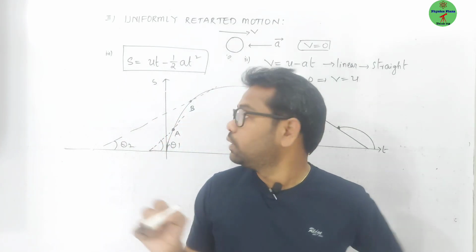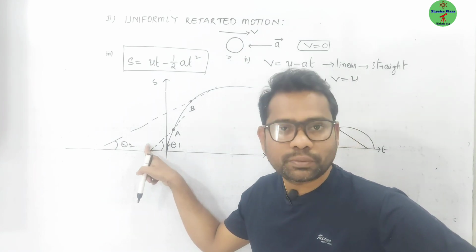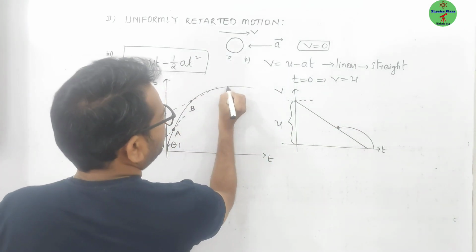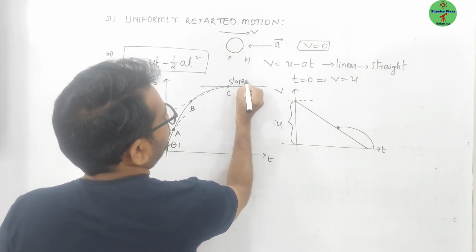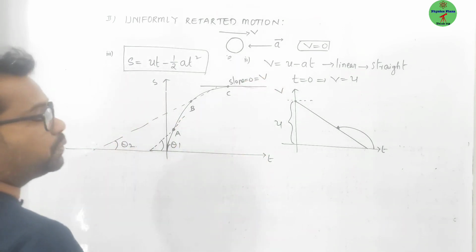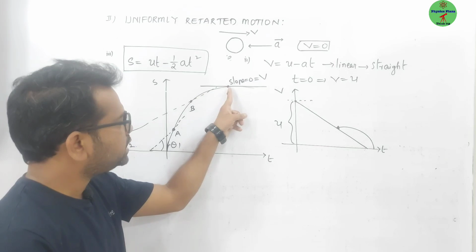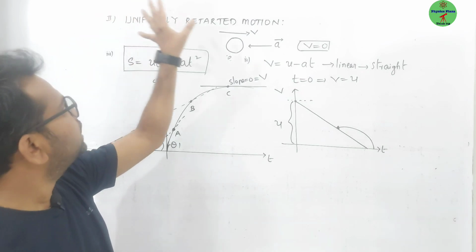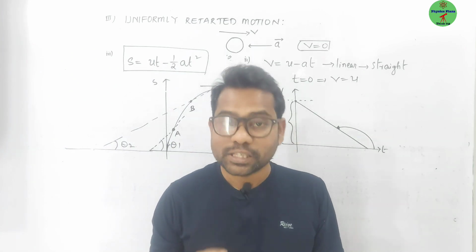For a displacement-time graph, slope is nothing but the velocity. Less than 90 degrees means it is positive, so velocity is decreasing but in a positive direction. And finally, at a point C, what is the slope? Here the slope is 0, and slope is nothing but the velocity, so finally the velocity is 0. Initially the slope is decreasing, and at point C the slope is 0. That is our discussion. So it is for uniformly retarded motion. Is the point clear?